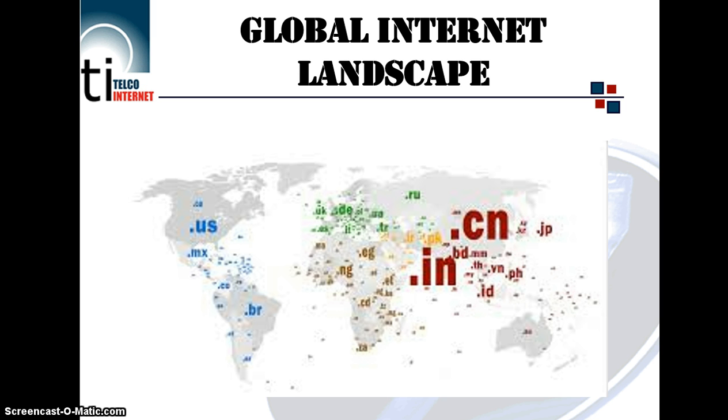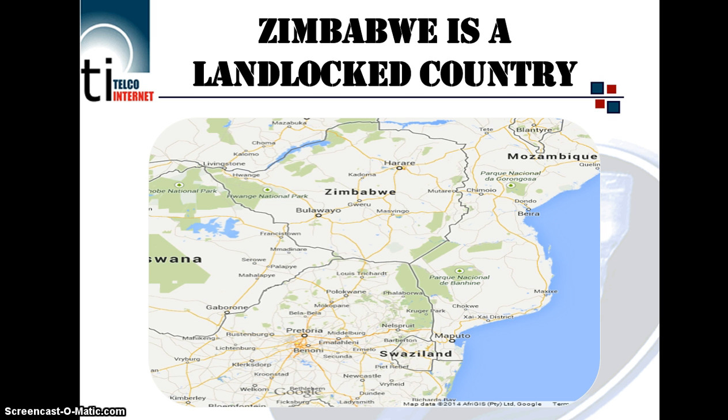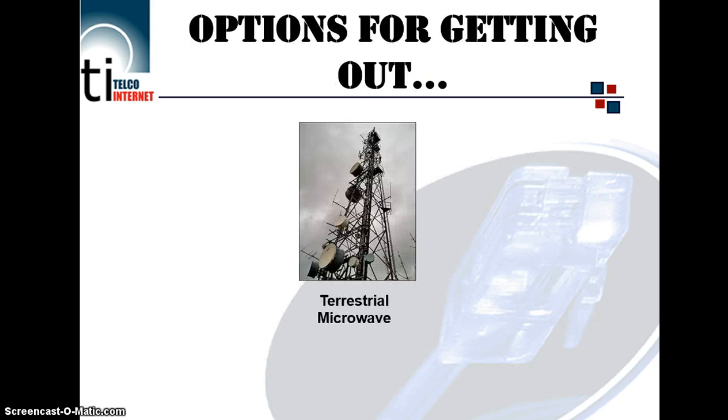And then those internet service providers in country then connect to the global internet through various means and ways, which we're going to look at today. Now, remember that Zimbabwe is a landlocked country, which means that we're surrounded by other countries. So how does Zimbabwe gain access to the global internet, as it were?